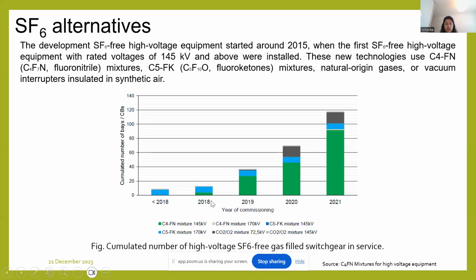So here we see how with time C4FN and C5FK mixtures are being used. From 2018, the green ones are the C4FN mixtures. The number of bays or circuit breakers has quite increased. So this is a good solution, we can say, with regard to SF6 alternatives.